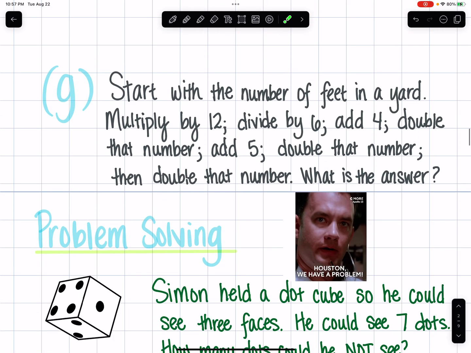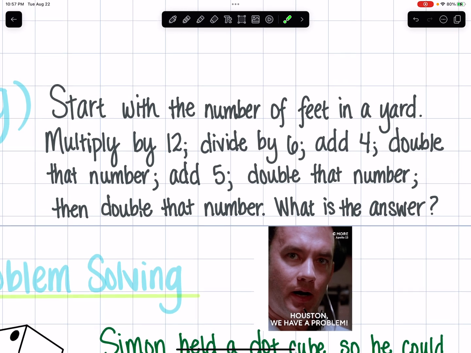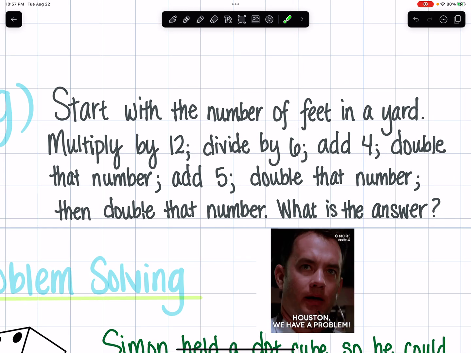All right, let's see how you did with those. And then G. G is an interesting one. This is the one you're going to do in your head, all right? We are going to start with the number of feet in a yard. So I think you know what that is. How many feet are in a yard? We're starting with that number.